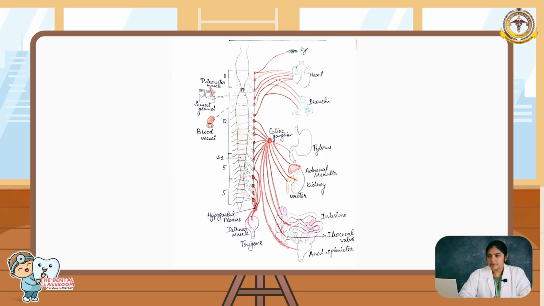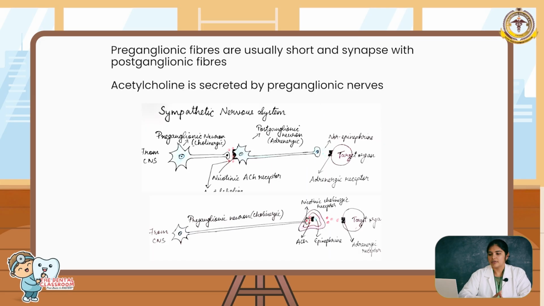I have shown the picture of the sympathetic nervous system, where from the spinal cord segments T1 to L2 we have fibers coming out and forming the sympathetic ganglia, and then the pre and postganglionic fibers go and innervate the respective organs like the eye, that is lacrimal glands, heart, then bronchioles, and then pylorus, that is stomach, adrenal medulla, kidneys, ureter, the intestine, anal sphincters, and we also have supply to the blood vessels and the sweat glands.